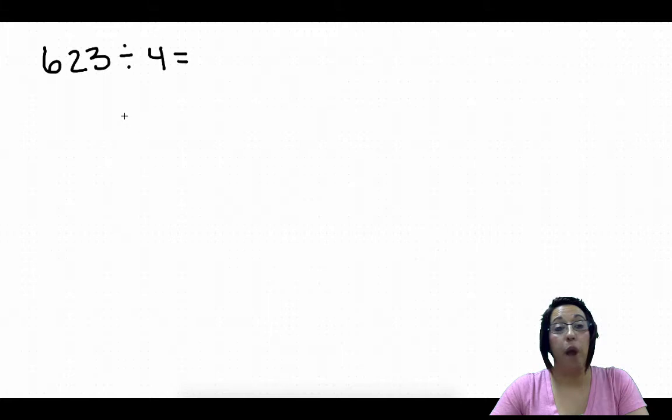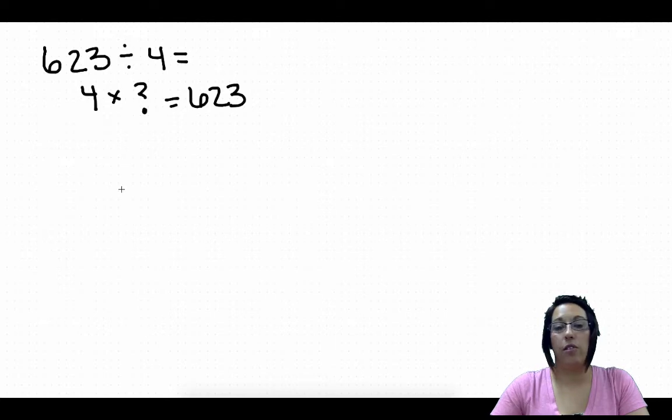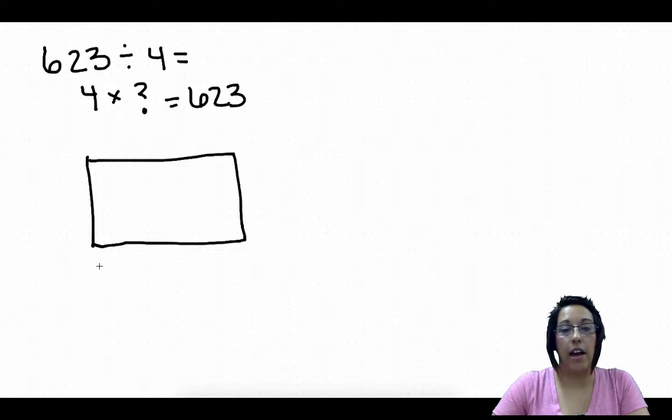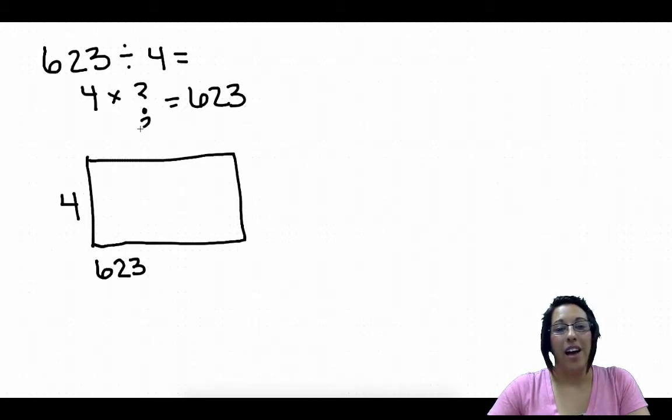We use the commutative property to switch this around and say 4 times what number equals 623. I don't know what goes in this spot yet, but I can use an area model to help me figure that out. So in my area model, I'm looking to find the total area inside, and I know that in this case, that is 623. I know that one side is 4. I'm not sure what goes across the top.